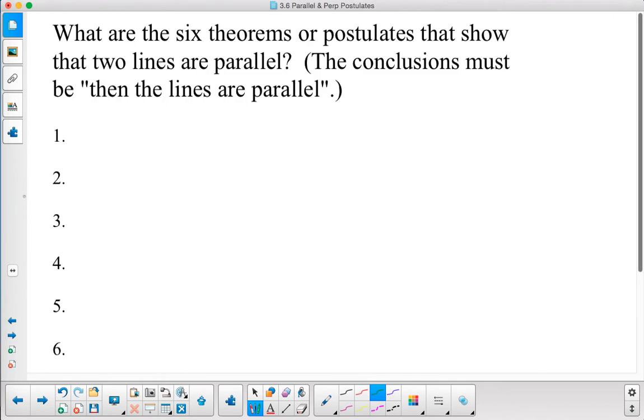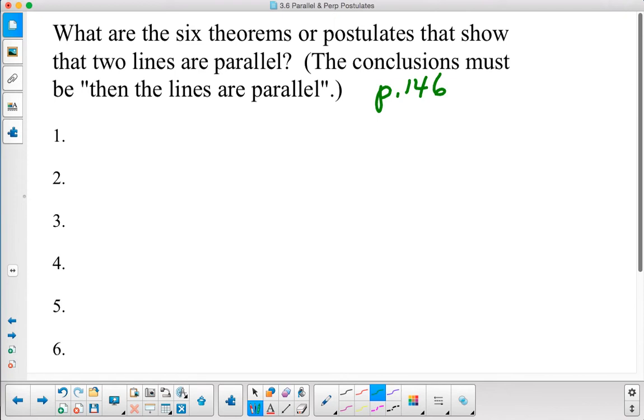So between last Friday and today, we talked about 6 different ways that you can get lines parallel. If you'll flip back in your notes, you should find all 6 of them. And they are summarized on page 146 in your textbook. You will need to have all of these in front of you as we go through some examples and you're trying to remember what the theorems and postulates are.